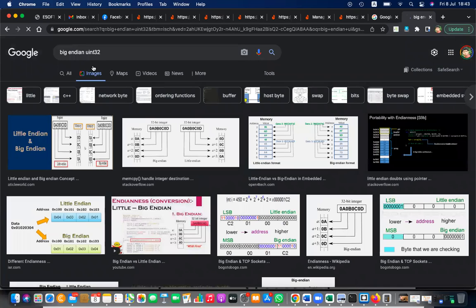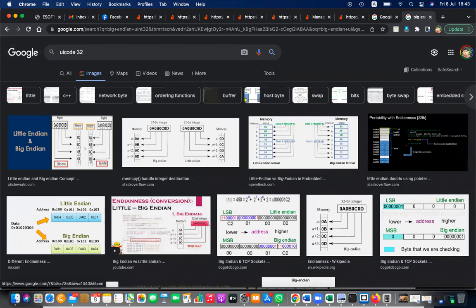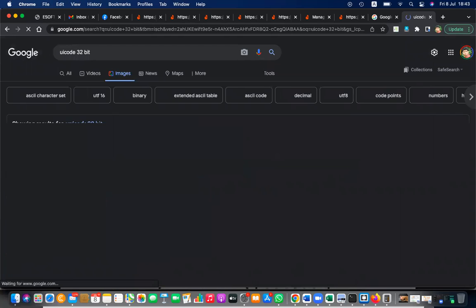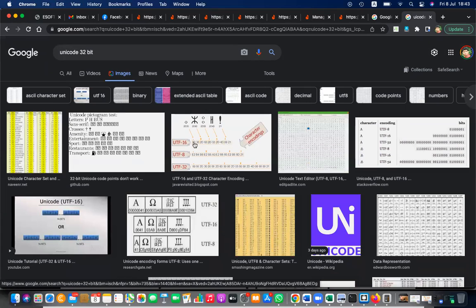UTF, or Unicode, Big Endian, Little Endian. Or you can say UTF-32 Unicode, a 32-bit version, which supports a lot of symbols. Here UTF-16 is 16-bit Unicode, UTF-8 is 8-bit Unicode, and UTF-32 is 32-bit Unicode. These are also different character encodings.